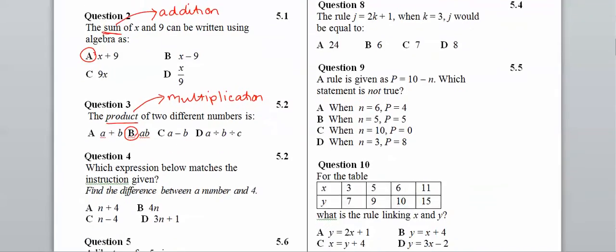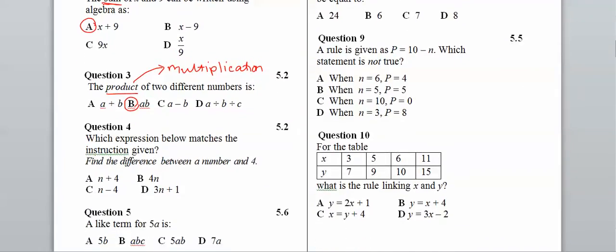Question 4. Which expression below matches the instruction given? Find the difference between a number and 4. So we've got A, n plus 4, B, 4n, C, n minus 4, and D, 3n plus 1. So we need to find the expression of the difference. The difference is subtraction between the two numbers. So that means the answer is C.